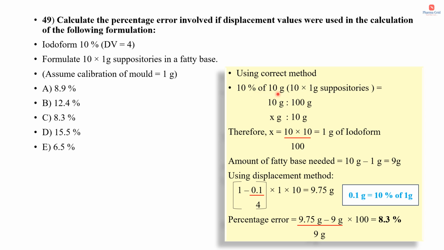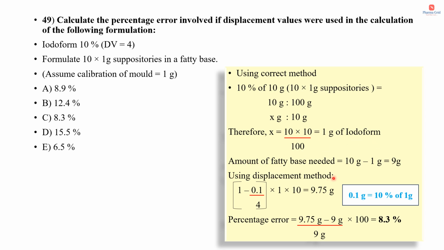That is, we need to prepare 10 gram suppositories, and iodoform, which is the active drug, its strength is 10%. Okay, so 10% means 10 gram is present in 100 gram. So let it be X gram present in 10 gram. X gram is the amount of drug present in 10 gram of suppository. Therefore, X is equal to 10 into 10 divided by 100. That is equal to 1 gram of iodoform.